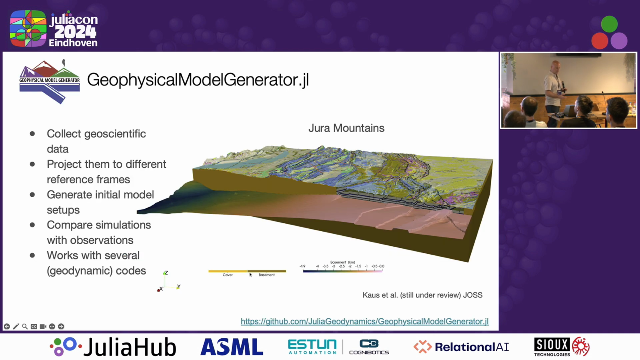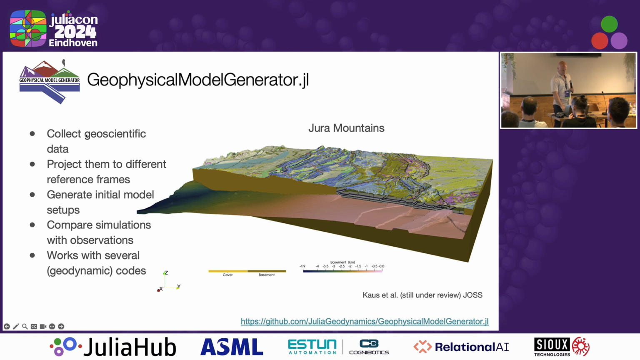So one of the packages, what we are often dealing with when we are trying to model geological systems, is that there is lots of data available, but in all kinds of formats. And creating an initial model setup from all that data is actually not that straightforward. And that is why we have developed something called the GeophysicalModelGenerator, that basically allows us to import the data, project them from spherical coordinates to Cartesian coordinates, create an initial model setup, run simulations with that, and get the simulation results back and compare them again with the available data.